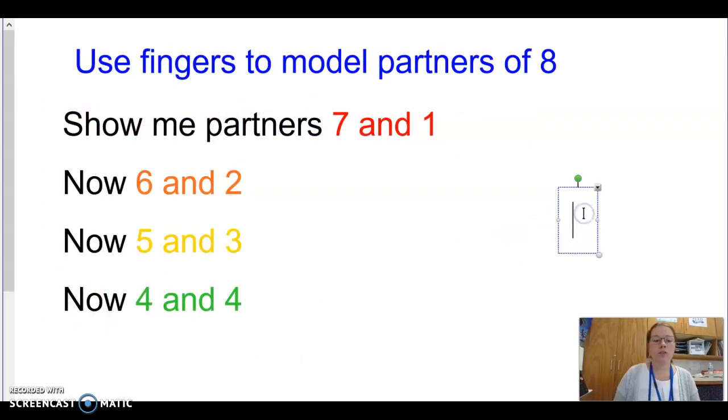All right, let's use our fingers to model the partners of 8. So show me 7 fingers and put up one more. 7 and 1. Okay, now show me 6 and 2. 6 and 2. Okay, now let's do 5 and 3. 5 and 3. Okay, and for the last partner, show me 4 and 4. 4 and 4. Great job.